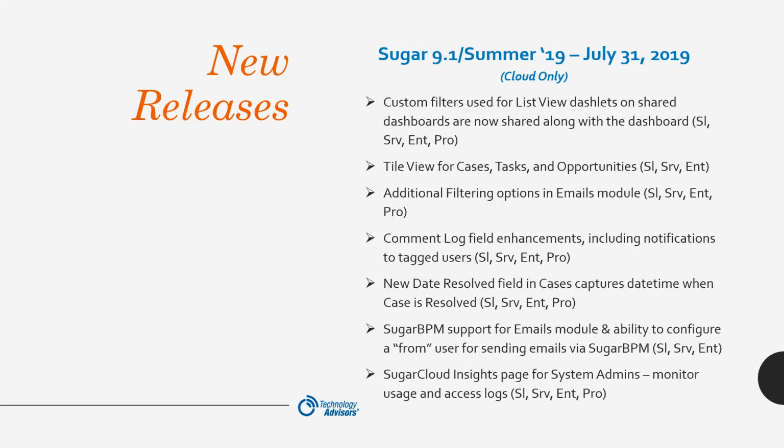The comment log for cases is another one I like, and now there's a dashlet that you can use to populate it. You can also insert URLs into the comment log field and they'll automatically be clickable. You can tag users in the comment log field and then they'll get a notification within Sugar. And you can also insert links to other Sugar records and have those be clickable to jump to the other Sugar record.